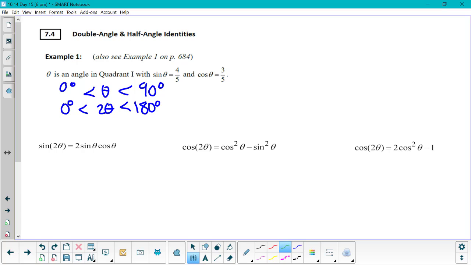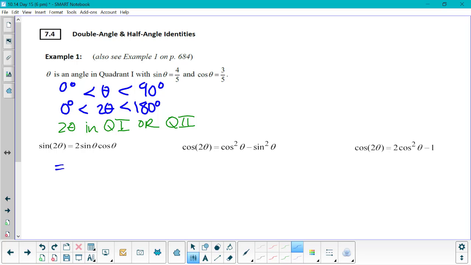So I don't know the angle theta, and I don't know 2 theta, but I know it's going to be in quadrant 1 or quadrant 2. And I can determine that once I find the value of the sine and the cosine of 2 theta. So I have what I need, the sine and the cosine of the angle. I can now use the identities to find those exact values.